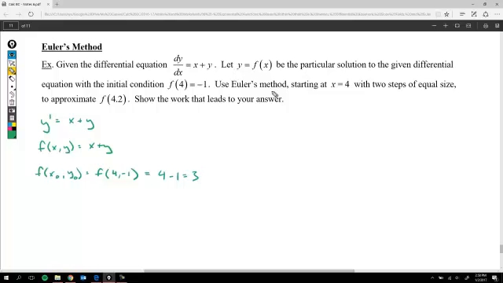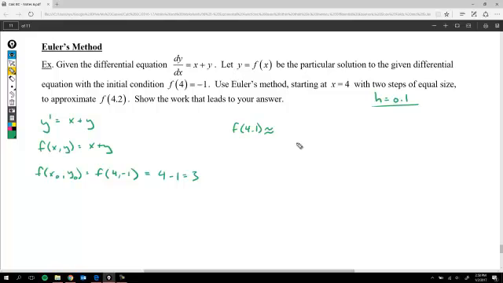Now using Euler's method, I want to start at x equals 4 and, with two steps of equal size, approximate 4.2. If I'm going from 4 to 4.2 with two steps of equal size, each step is going to be 0.1. I'm going to call that h. Now here's the process. We have to go one step at a time. So first, I'm going to approximate f of 4.1.